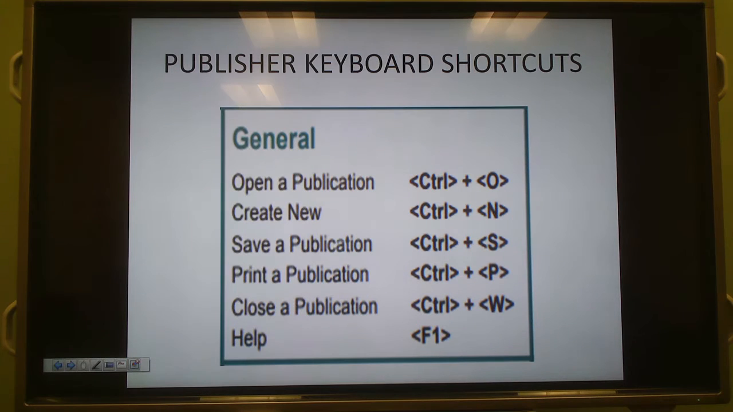To open up a publication, it's Control and O. To create a new one is Control and N. To save is Control and S. To print a publication is Control and P. And to close it is Control and W. And you can use F1 for help.